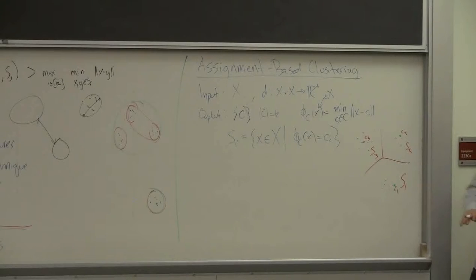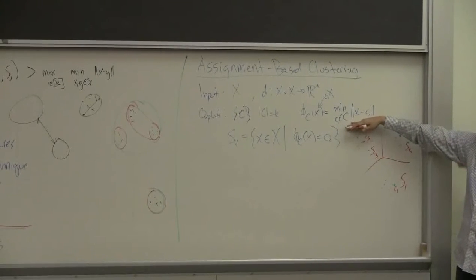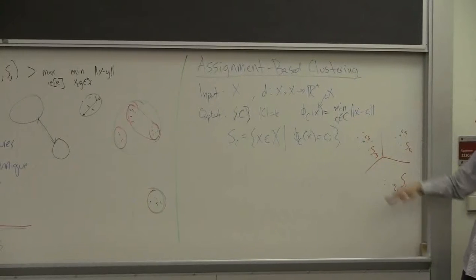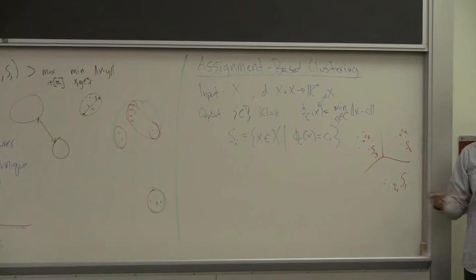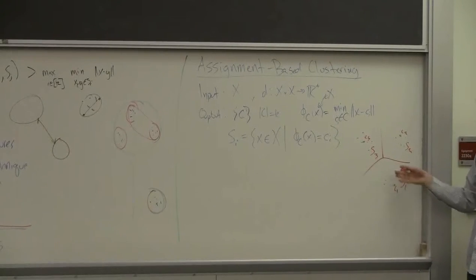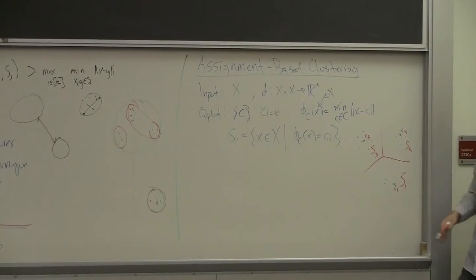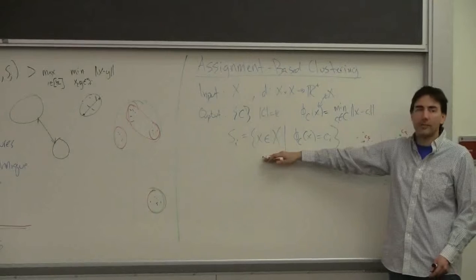So in assignment-based clustering, you always use this phi function where you map it to the closest center in your set. And these do not need to be elements of the set. Sometimes you restrict it so it is an element of your set. And in fact, we'll only choose elements of the set. And then your clusters are defined automatically.